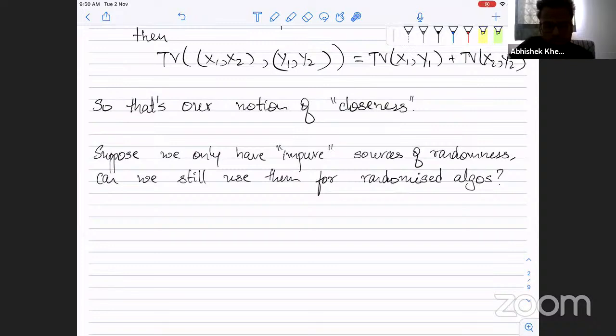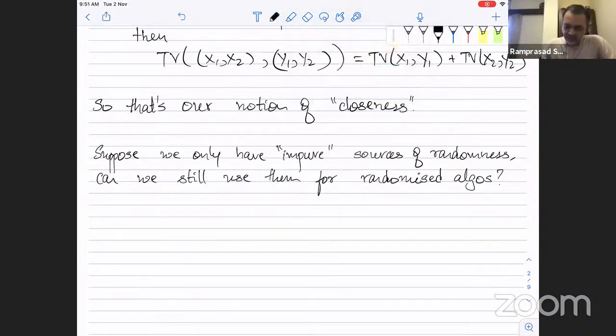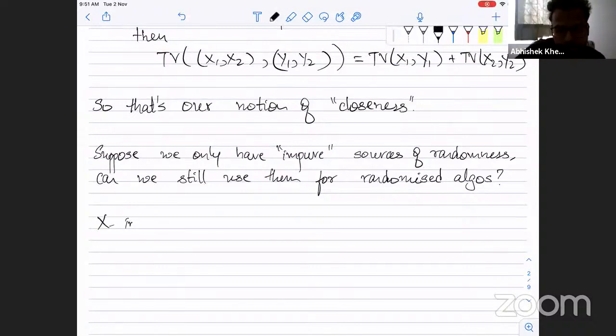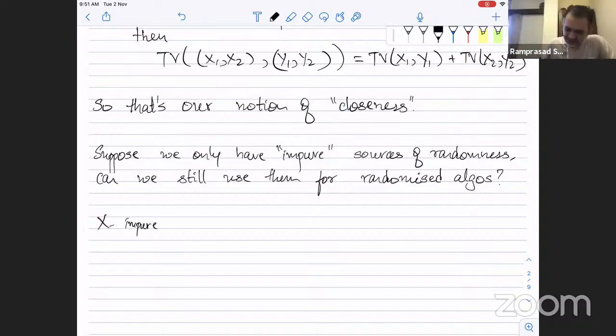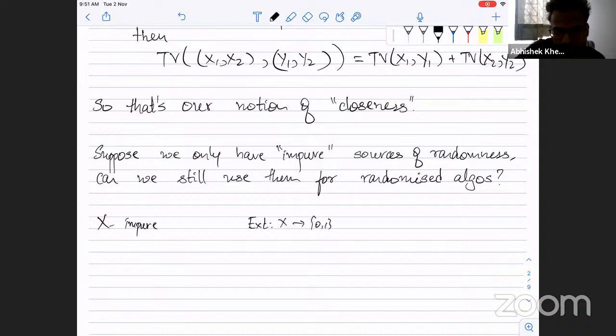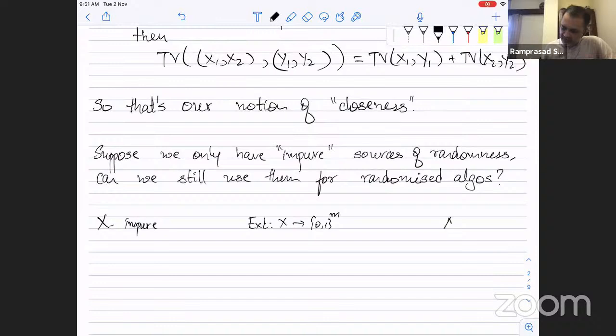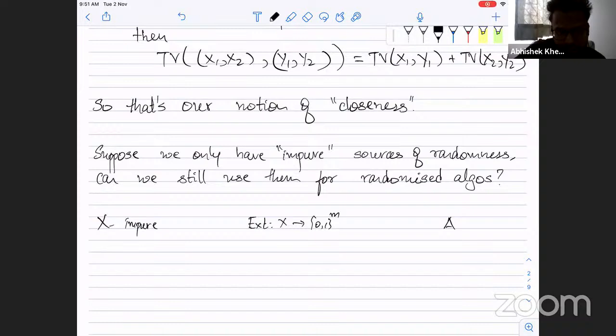Sorry, what are we asking? Can you repeat? So we are just saying that I give you an impure source. You have access to some impure source X, and you have access to an extractor from X to {0,1}^m or something. And I have a randomized algorithm A, which requires m random bits, truly random bits. But I don't have access to pure randomness. I only have access to these extractors. Yeah, so we can sort of use X and then extract.